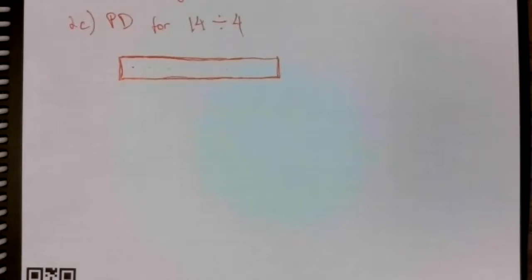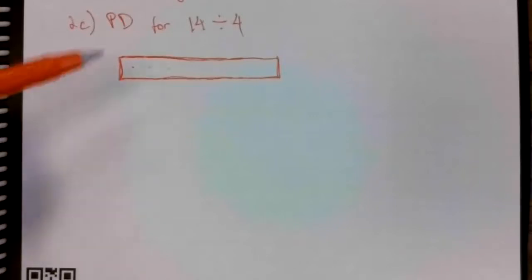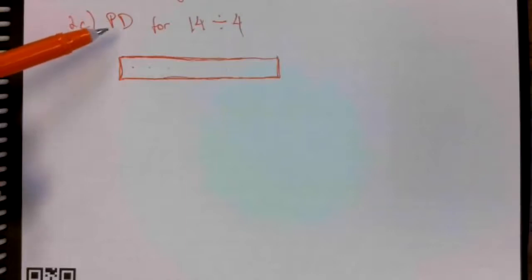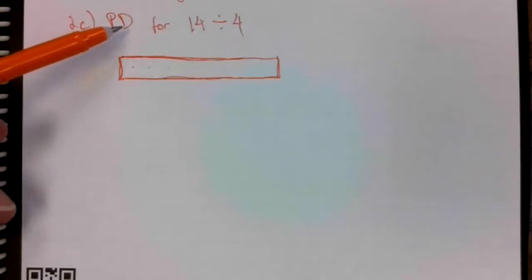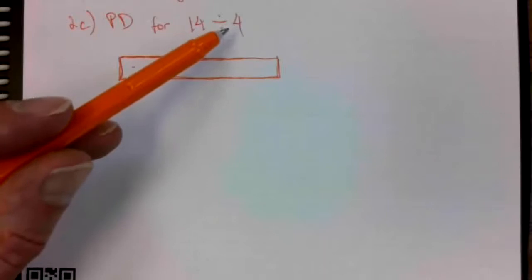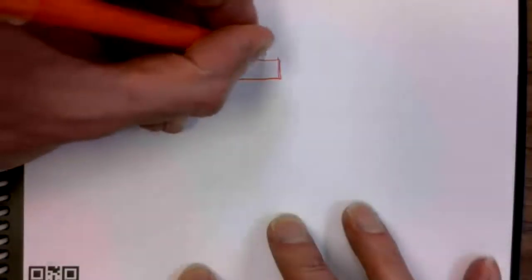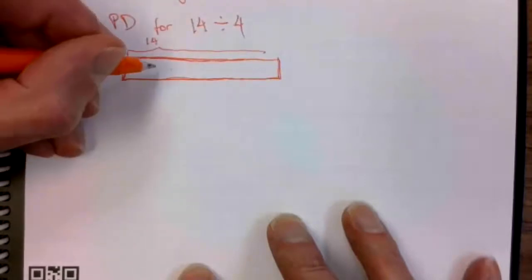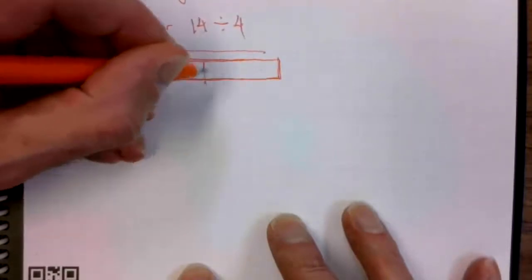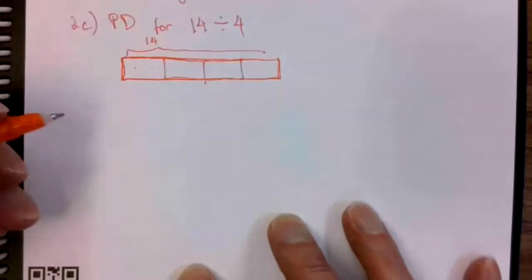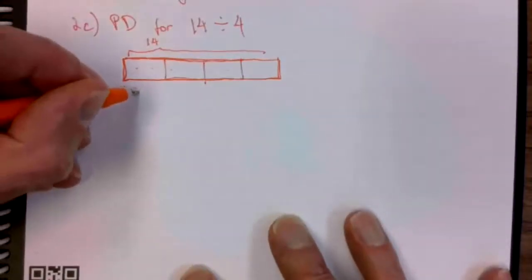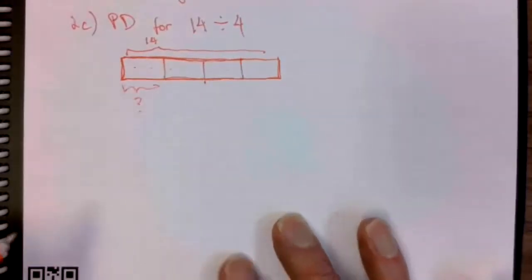Okay, now what do I do with this? Okay, break it into 4 sections because we're talking about partitive division. We don't know how big the parts are. We know how many there are. There are 4 of them. So the entire length represents 14. And we're breaking it up into 1, 2, 3, 4 equal pieces. And the question is, how big are the pieces?